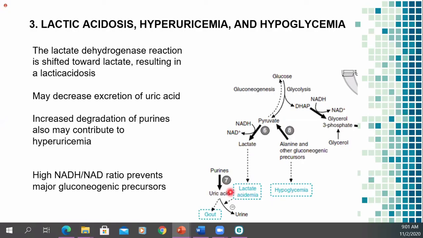Production of uric acid and transport it to the urine. So the uric acid will be accumulated. That's where we'll have hyperuricemia. Okay. And eventually they will have gout. Individuals addicted to alcohol.